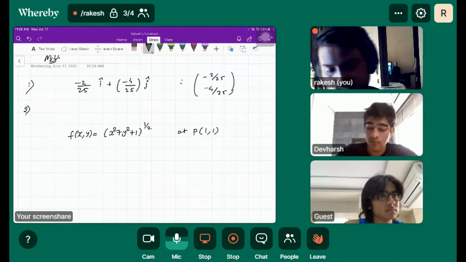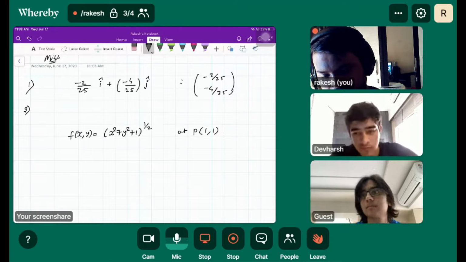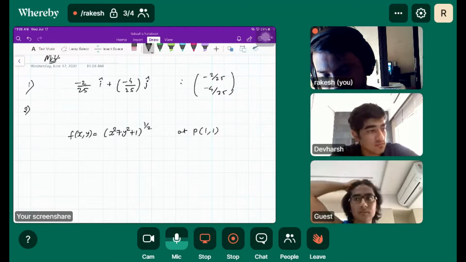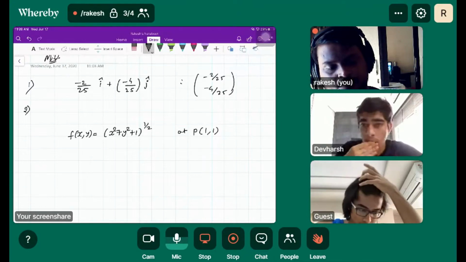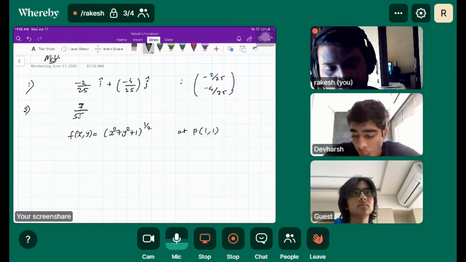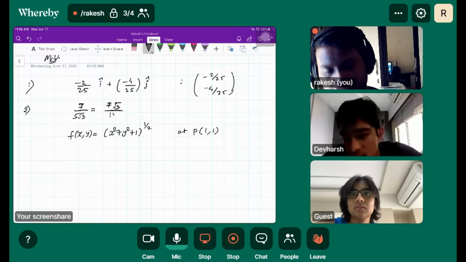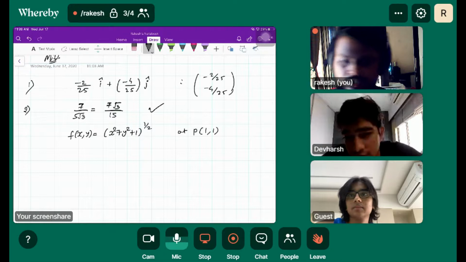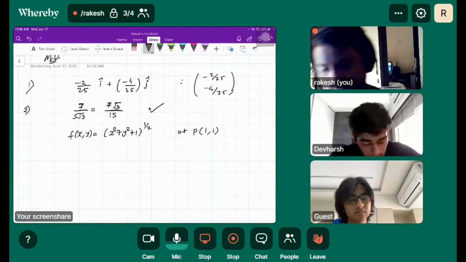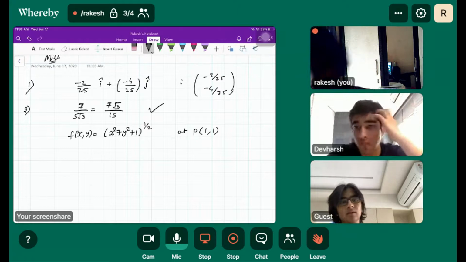The answer is basically 7 by 5 root 3, right? What did you say, Deva? 7 by 5 root 3. So 7 root 3 by 15. Yeah, so this is the right one. I had substituted something else. Correct that also.